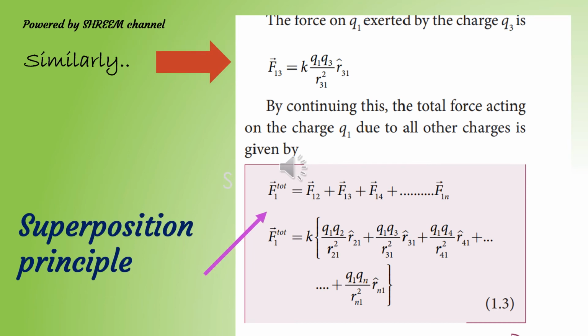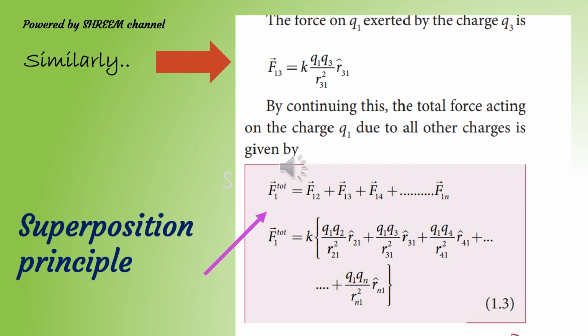Similarly, consider the other charges also, because we have already said that we have a system of charges ranging from q1, q2 up to qn. So now we have dealt with the force acting on the charge q1 by q2. Now consider another thing: what will be the force exerted on q1 by the charge q3? How will the expression change? You can see that red arrow. It points to vector F13 equals k q1 q3 by r31 squared into r cap 31.